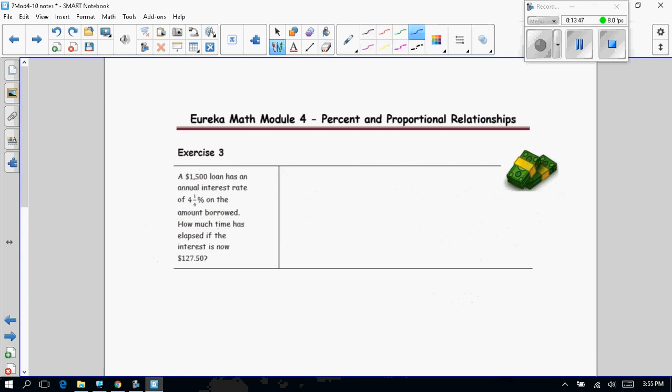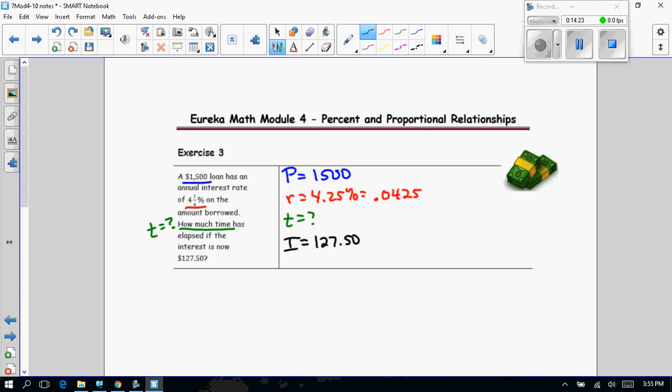Okay, so we have a $1,500 loan. There is my principal. With an annual interest rate of 4.25%, also known as 0.0425, right? On the amount that was borrowed, that's the $1,500. How much time? I don't know the time, right? If the interest is now $127.50. So I = PRT.